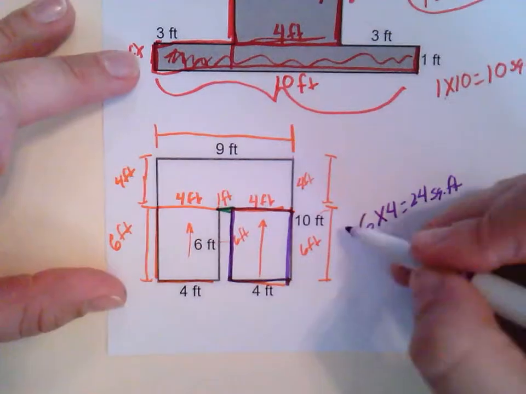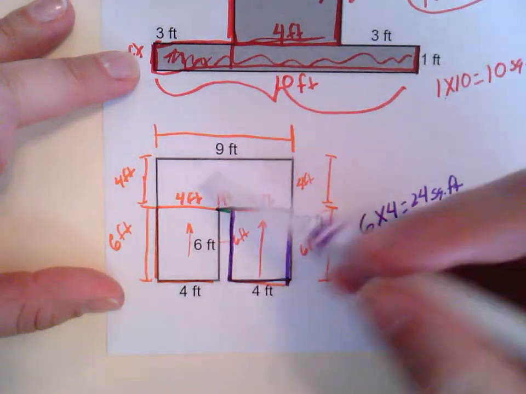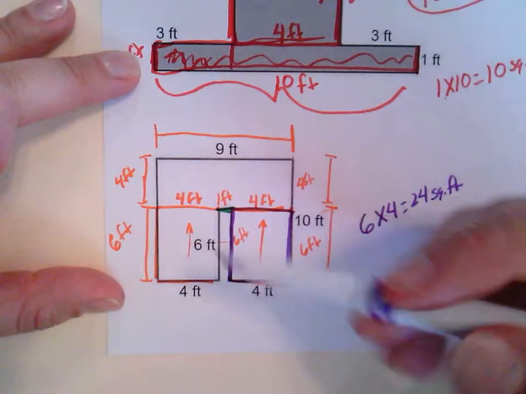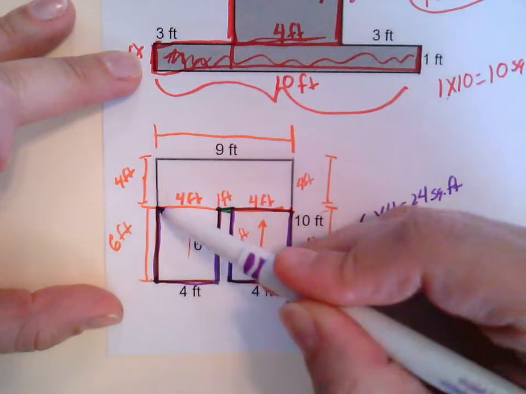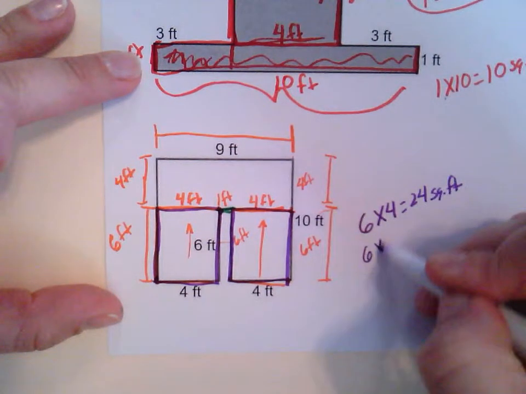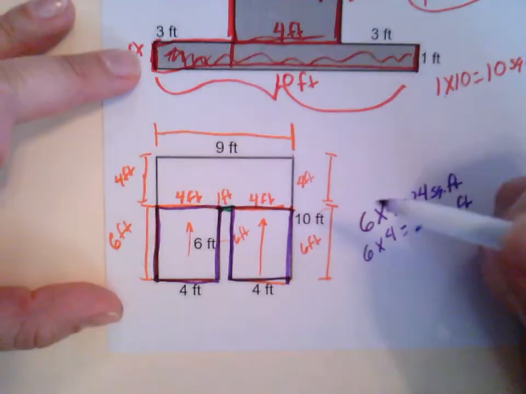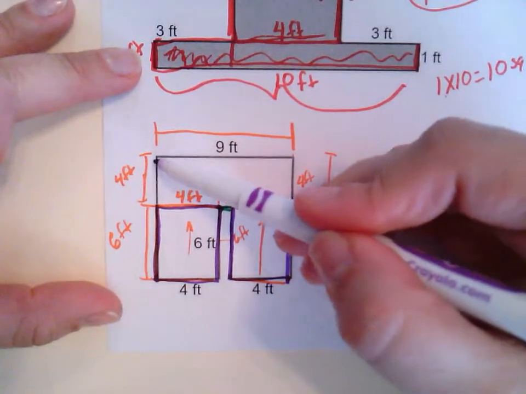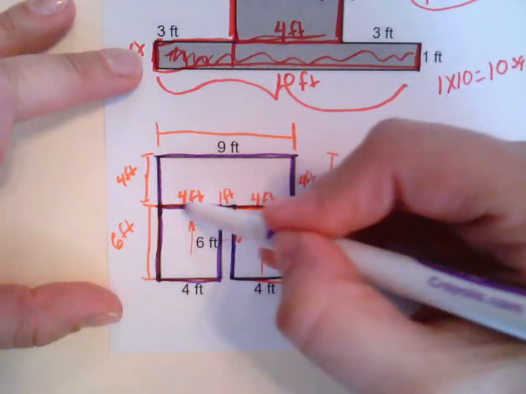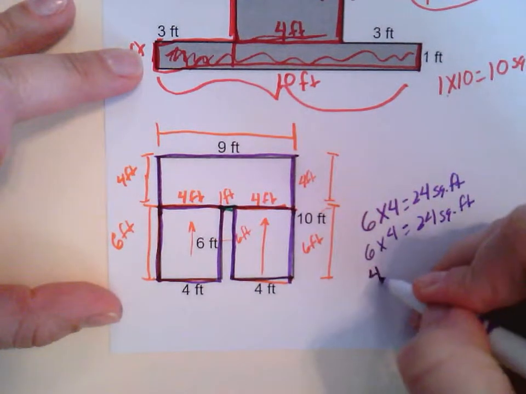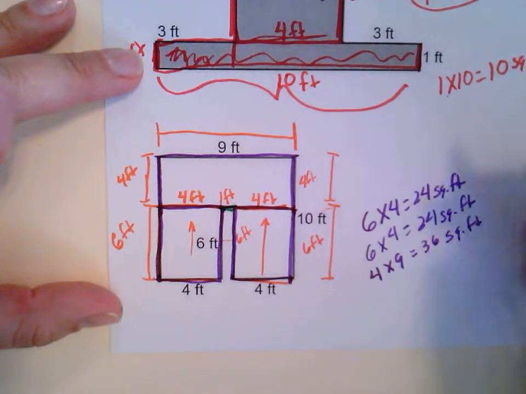A reminder of how important it is to have those facts memorized, so I don't even need to think about this. We have plenty to think about over here. Again, I have a 6 and a 6, a 4 and a 4. So 6 times 4 is 24 square feet. Finally, I've got 4 and 4, 9 and 9. So 4 times 9 is 36 square feet.